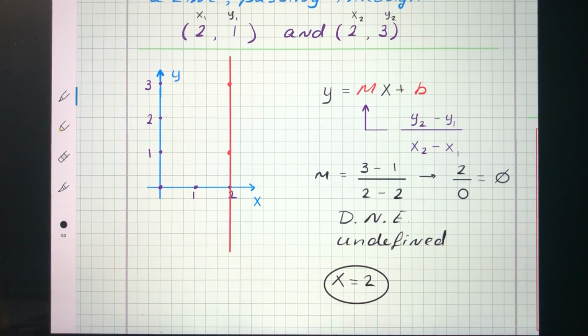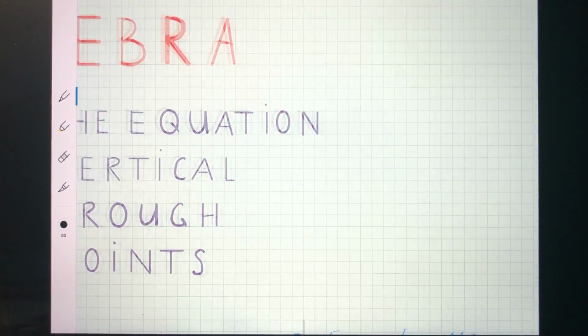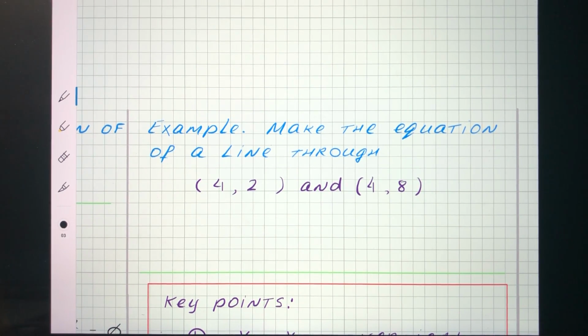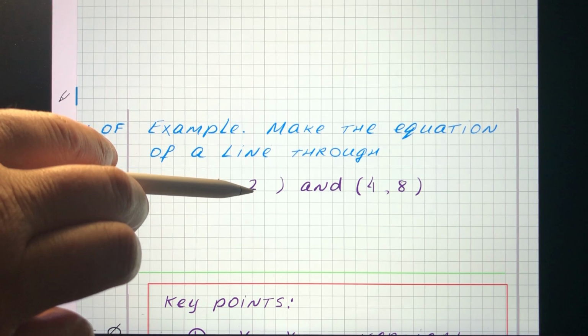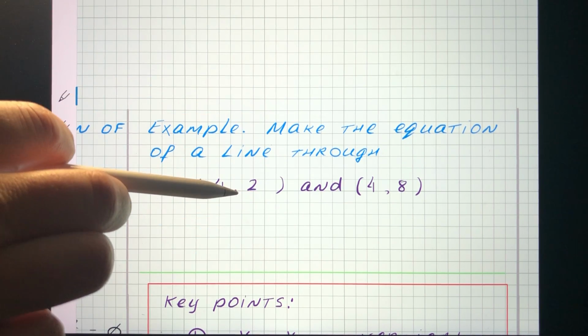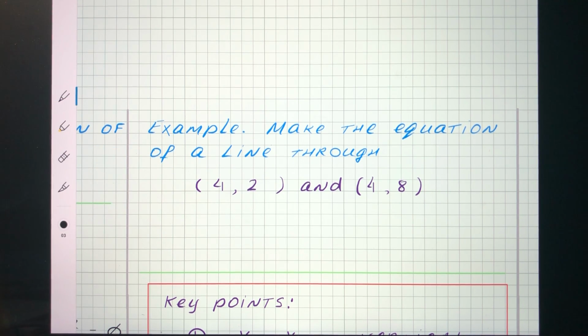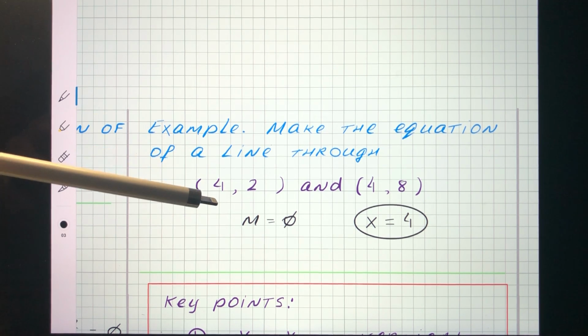Let's look at another example where we have a very similar situation. Here on page 2, we're asked to make an equation of a line through these 2 points. Again, we notice the y coordinates are different, but the x coordinates are exactly the same, which means we are going to get a vertical line. We know that the slope is going to be undefined. We know that the equation is going to be x equals the x coordinate of the point. So this is the final answer to the equation of a line that goes through these 2 points.